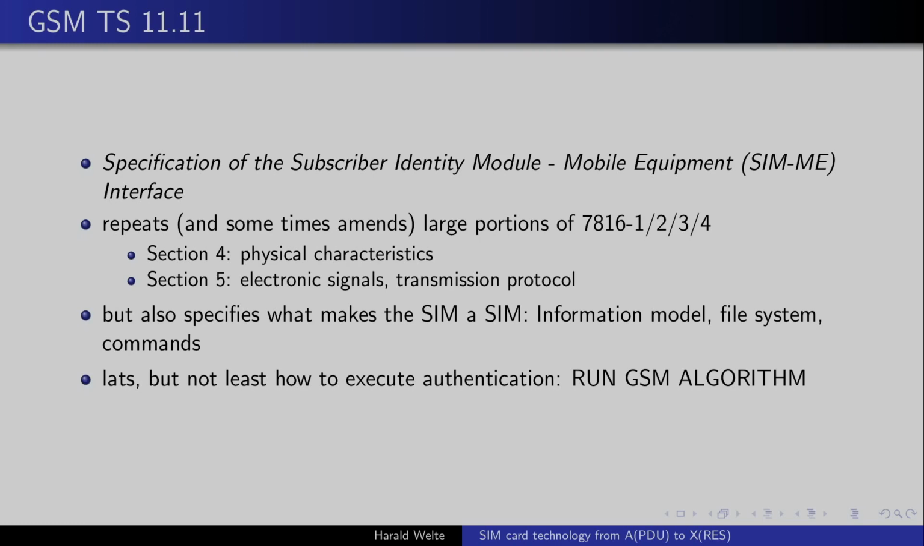And interestingly, it doesn't just refer to these ISO specs that I mentioned before, but it actually repeats, more or less as carbon copies, large portions of these ISO specs with some amendments or corrections or extensions. And again, it gives you the location of the contacts and the mechanical size of the card and the electronic signals and the transmission protocols and so on. But beyond these ISO standards, it also specifies what makes the SIM a SIM and not any other contact card, which is the information model, the file system on the card, and the commands and protocols that you use on this card. And last, with a typo, as usual on my slides, but not least, of course, how to execute the GSM algorithm to perform cryptographic authentication.